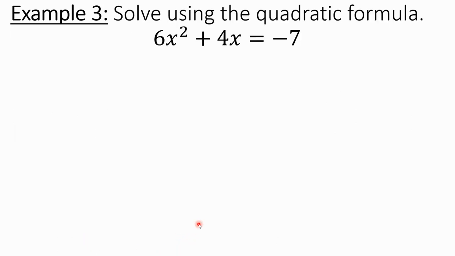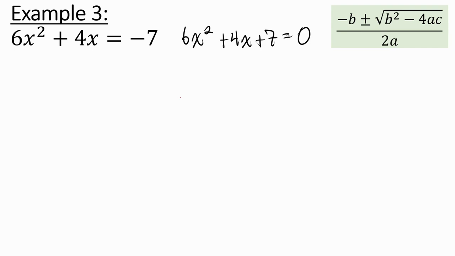Example 3, this is our last one. What do we need to do first? Well, it's not in standard form yet. We need to get this side equal to 0. All right, here's our standard form. So we're ready to go. I moved the other one out of the way again. I'm going to identify my A, B, and C. Okie dokie, they are all positive this time.